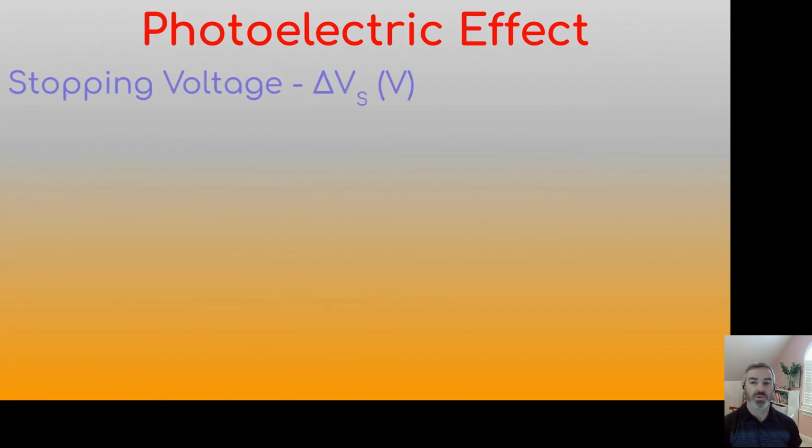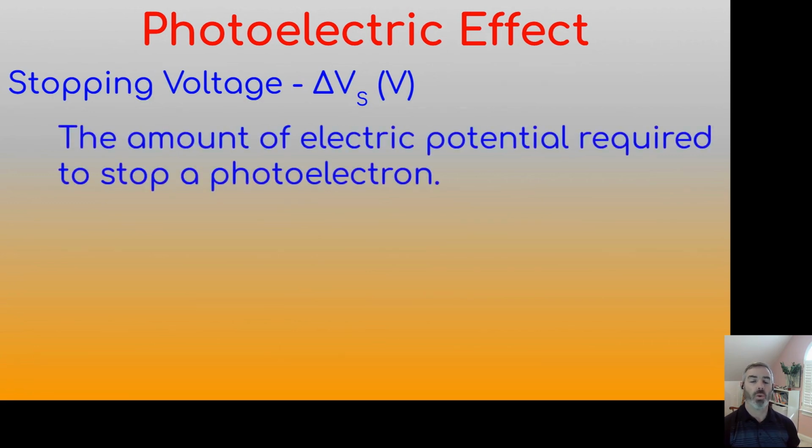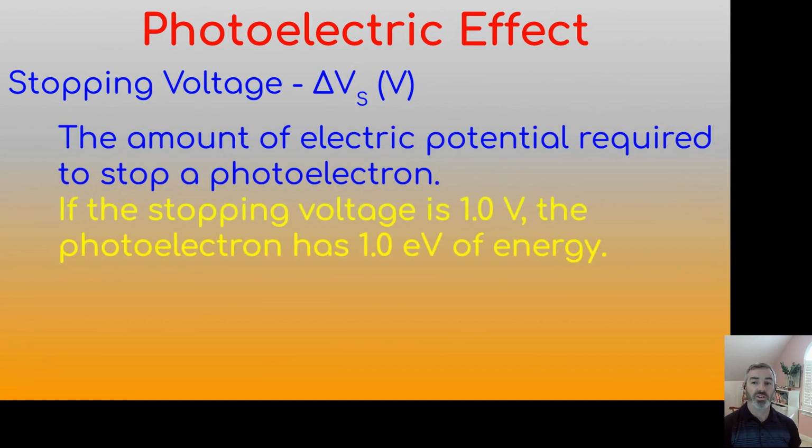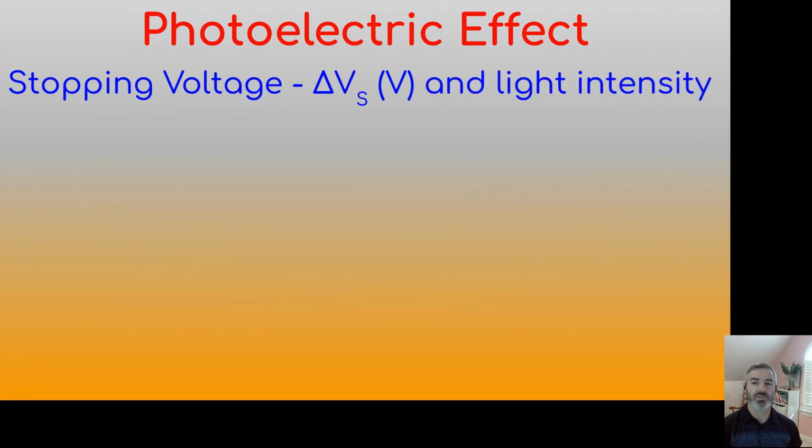Now, the stopping voltage, which is delta V sub S, measured in volts, is the amount of electric potential required to stop a photoelectron. If the stopping voltage is 1 volt, then the photoelectron is said to have 1 electron volt of energy. That 1 electron volt is equal to 1.6 times 10 to the negative 19th joules of energy.